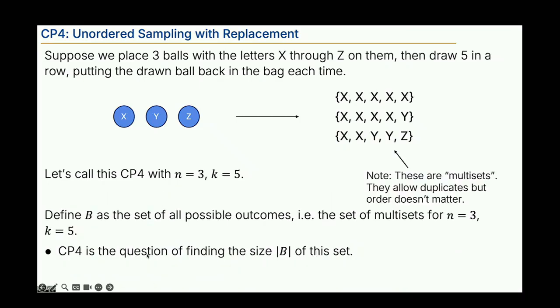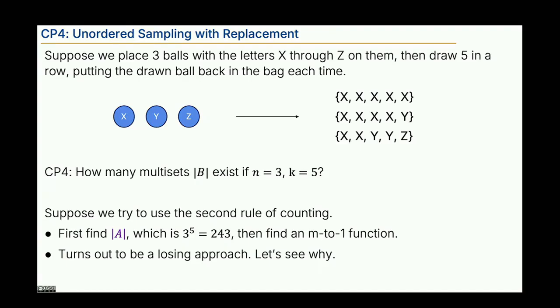Okay. So we'll define B this time as the set of all possible outcomes. In other words, it's the set of all multi-sets for this problem setup. Not all multi-sets that could ever be, but the set of all multi-sets which are a collection of X's, Y's, and Z's that is length 5. So counting problem 4 is the question of how big is that set? That's what we're going to try and do. So the question about counting problem 4 is just how many multisets exist if n equals 3, k equals 5.